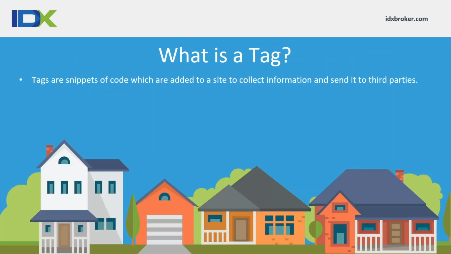So what is a tag? A tag is a snippet of code which is added to a site to collect information and send it to third parties, Facebook, for instance. So you can use Tag Manager to implement a Facebook pixel. You can use Tag Manager to send information to Google Analytics, or to Google Ads. And if you're using click tracking software and things like that, you can implement all of those using Tag Manager as well.